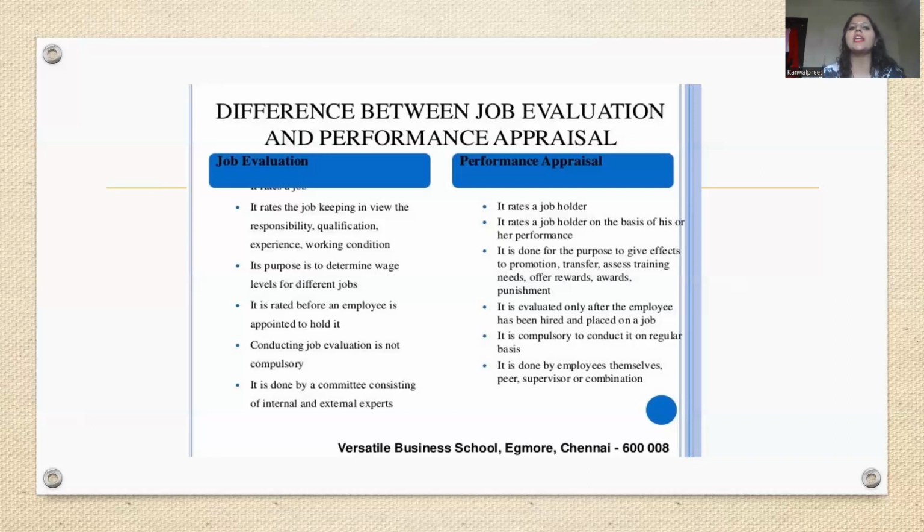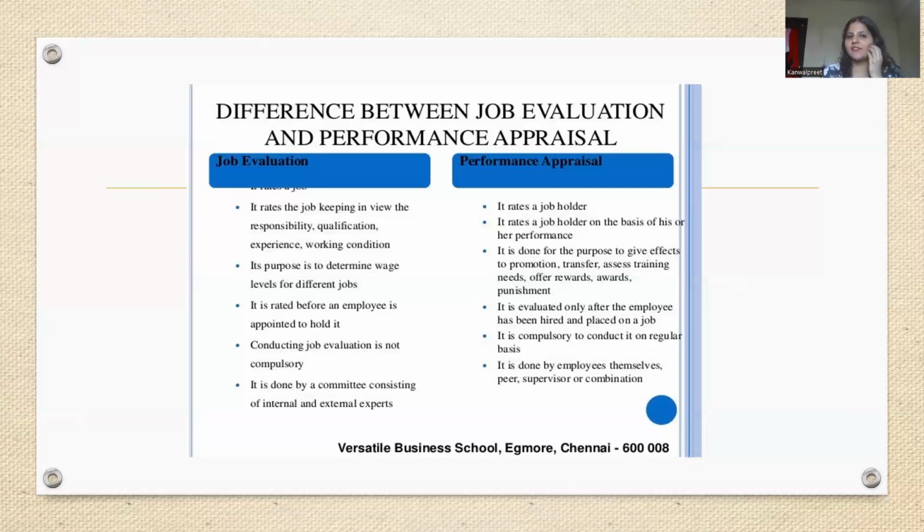It rates the job keeping in view the responsibility, qualification, experience, working condition. So under job evaluation, we are rating the job. Under performance appraisal, it rates a job holder. The job holder is the person, the candidate. Under job evaluation, its purpose is to determine wage levels. So job evaluation is to determine the wage level. Underline this, it is the key word. Many questions will be asked on job evaluation and performance appraisal, where you need conceptual clarity between both the terms. Performance appraisal rates a job holder on the basis of his or her performance.